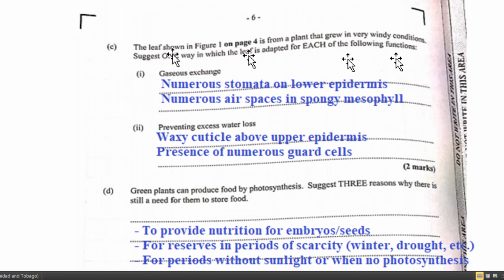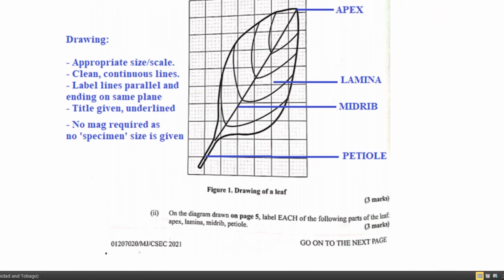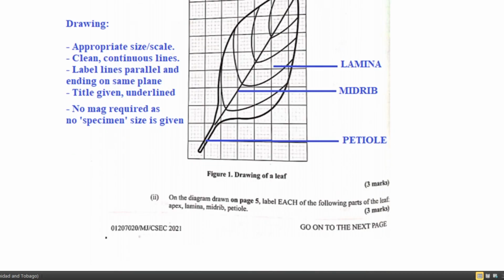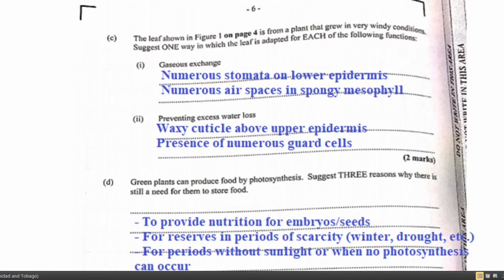The leaf shown in figure 1 on page 4, well, this is the leaf here, just a normal leaf. And I wanted it to label it. We have the apex, the lamina, the midrib, the petiole. So they wanted it to suggest one way in which the leaf is adapted for each of the following functions.